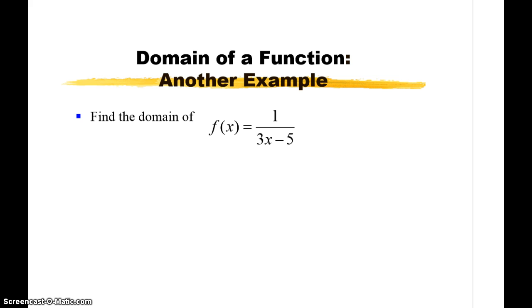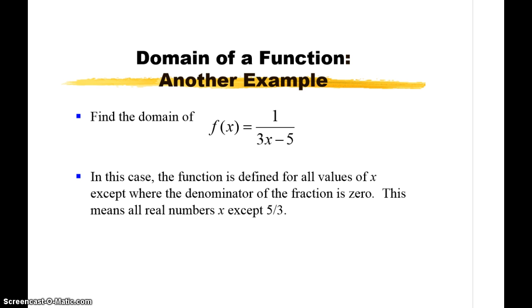Here's another example of domain. Find the domain of this rational function, f of x equals 1 over 3x minus 5. So what do we need to worry about again? What values of the input will produce an output? In other words, where am I going to have a problem here so that there is no output? Wherever there is a problematic value of x, I exclude it so that my function is still defined.